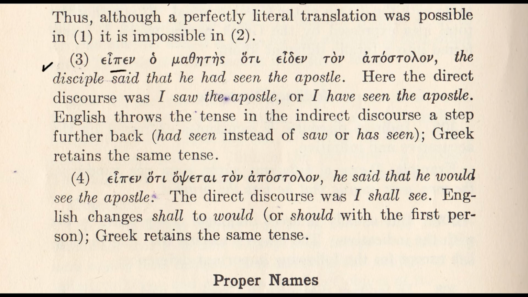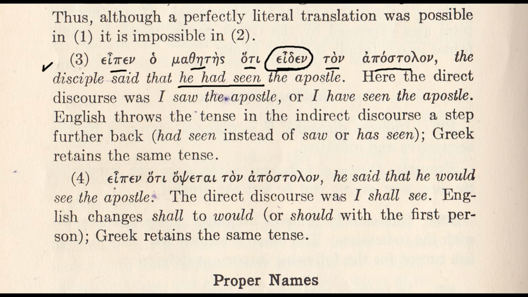Let's look at the third one. Eipen, he said, ho mathetes, the disciple said, hoti, that, eiden, now this is aorist, notice that, he saw, ton apostolon. He said that he saw the apostle. Well, because eiden is already aorist, we have to throw it behind the tense of the leading verb, and we would put it this way: the disciple said that he had seen the apostle. Do you see that? So eiden tells us that the time of the original discourse is referring to the past tense, and so it's going to be going behind the tense here of the leading verb in the sentence.